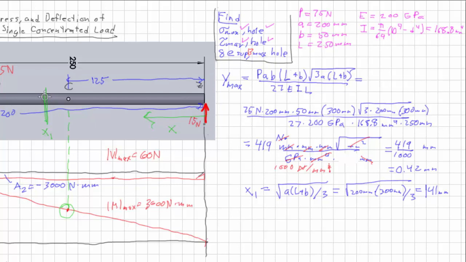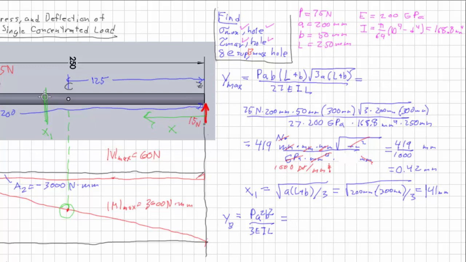The other ones are a little bit easier. So y at the load, or the support, we'll just call that point B, equals P A squared B squared over 3 EIL.